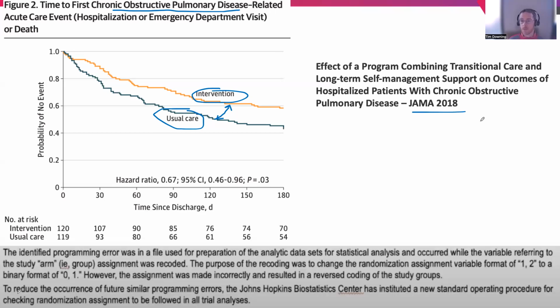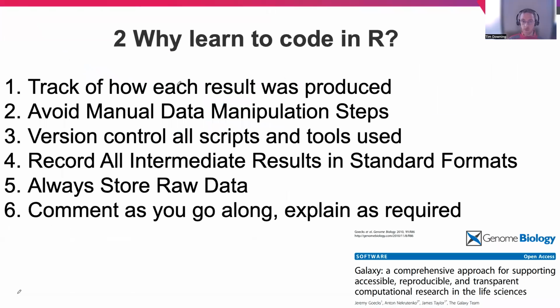And this happens when you have analyses that are done manually and not with code. So what we want to do is to track how each result you have was produced, avoid manual data manipulation, and use version control of scripts and tools that you use. It doesn't have to be fancy, it just has to be tracked. You can write really, really simple code, and that's fine. That's exactly what I do most of the time. And as long as it works properly, that's the most important thing.